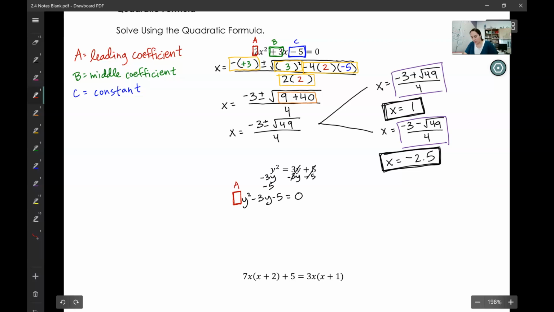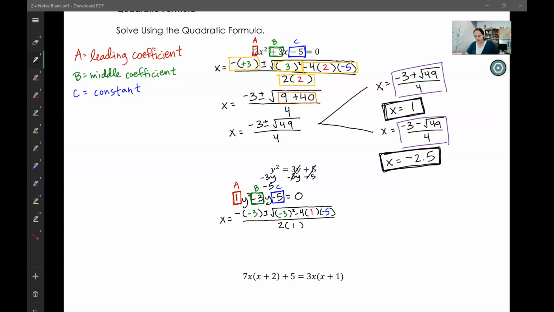Now there's no number in front of the y squared, so it's our secret 1. Our b should be negative 3, and our c should be negative 5. So I want you to pause the video and try to plug those numbers into the quadratic formula. You don't need to simplify it yet, just plug them in and see how you do.